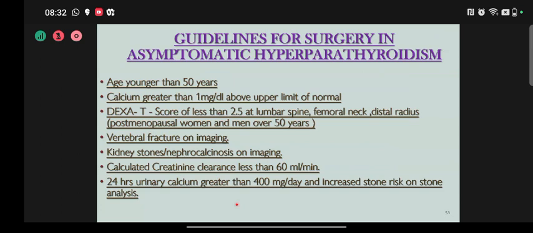So the guidelines for surgery in asymptomatic hyperparathyroidism: age younger than 50 years, calcium greater than 1 milligram per deciliter above the upper limit of the normal range, DEXA score with a T-score of less than -2.5 in the lumbar spine, femoral neck or the distal radius. Vertebral fracture on imaging is present, and kidney stones or nephrocalcinosis on imaging is there. Calculated creatinine clearance should be less than 60 ml per minute, and 24 hour urinary calcium is greater than 400 milligram per day, and increased stone risk on stone analysis. This is for asymptomatic hyperparathyroidism.